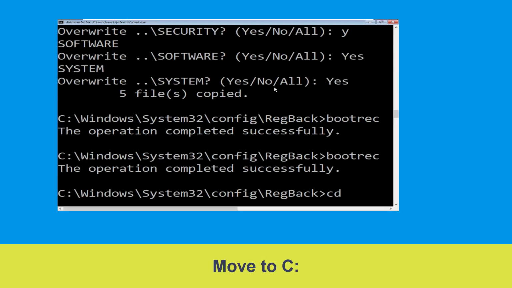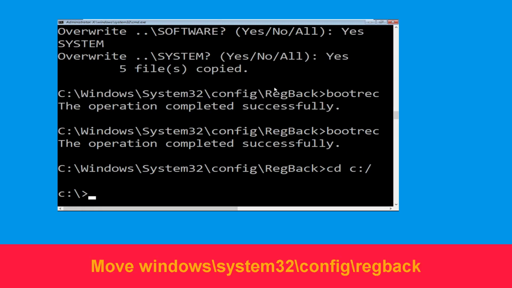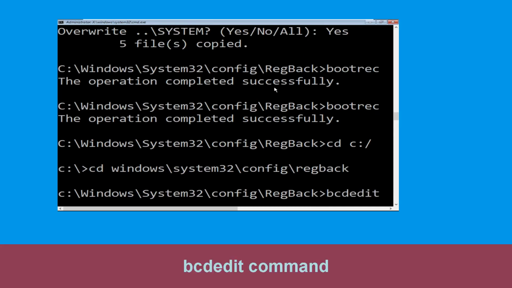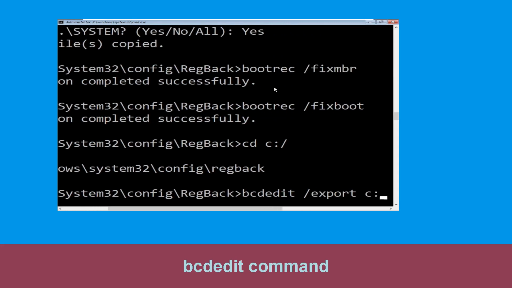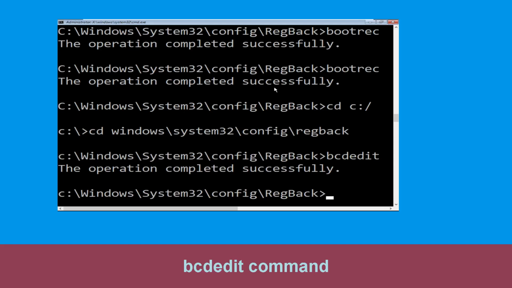Now type in cd c:/ and simply hit enter to execute the command. Let's execute this command. Type cd windows/system32/config/regback. Then simply we need to hit enter to execute this command. Now execute this command. Type bcdedit /export c:\bcdbackup and simply hit enter to execute this command. Then move to the next one.